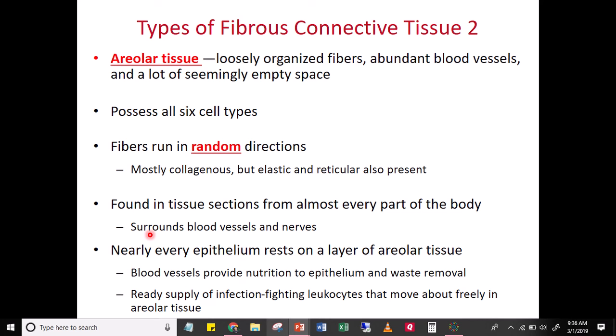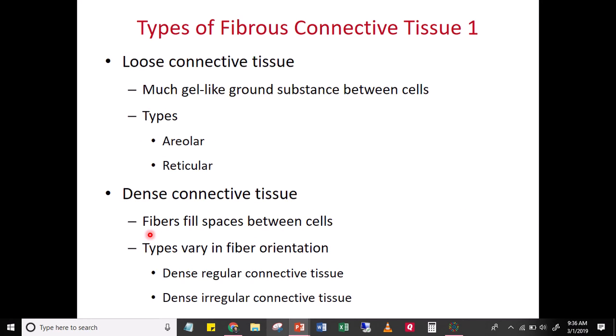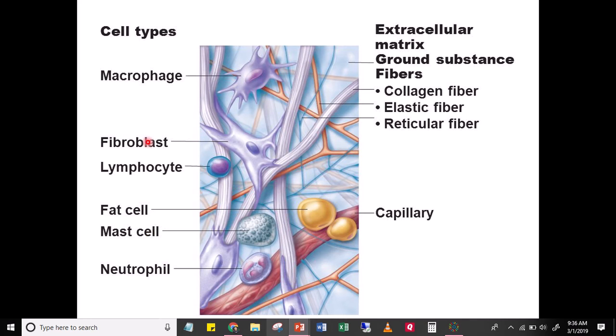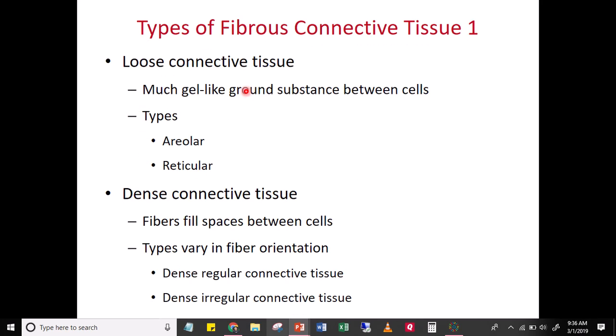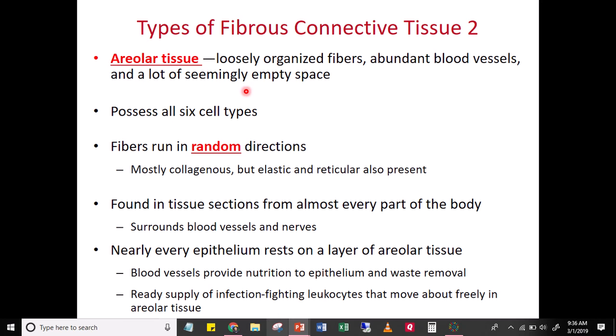Areolar tissue is a really good starting point, and it's also what is pictured on this figure right here. This is a drawing of the parts of areolar tissue. So when we look at areolar tissue, it's one of the single most abundant connective tissues in the body. It's everywhere, and it's like the super glue of the body. It helps to bind multiple tissue types together.